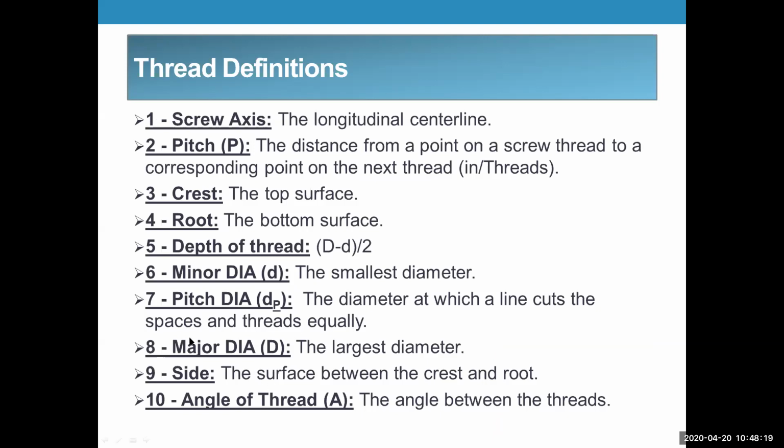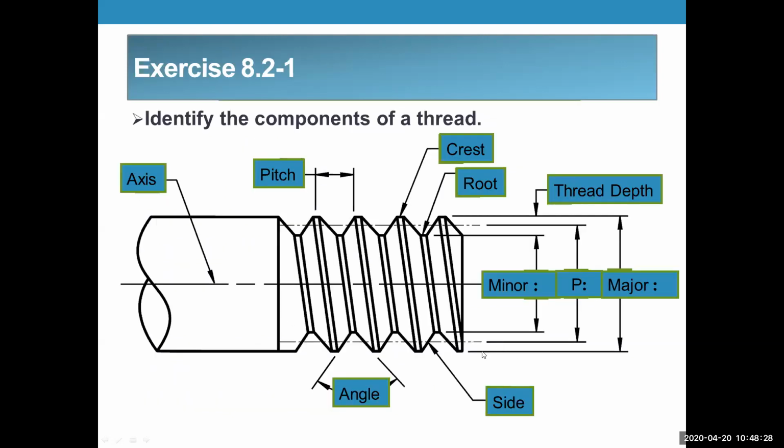The pitch diameter is the diameter at which a line cuts the spaces and the threads equally. So when you go back and look at the pitch diameter, this is a point where, depending on where you're looking at it, it may not look right. The distance from here to here should be the same as the distance from here to here. So it's the point at which that space and the thread are cut evenly.